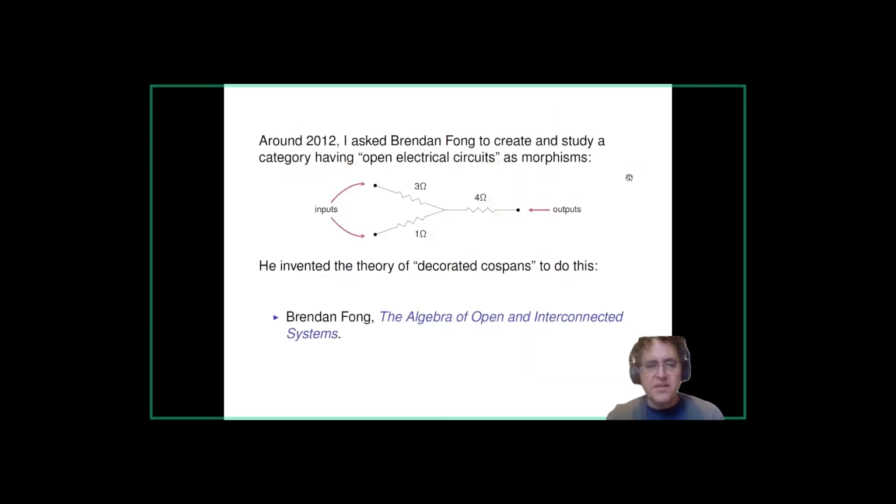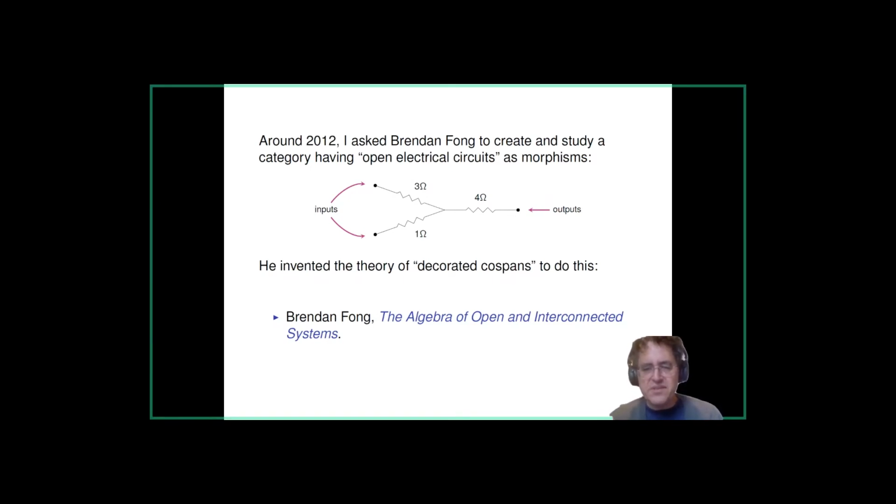So let me start out a little bit historically. Back in 2012, I asked my grad student, Brendan Fong, to create and study a category where the morphisms were open electrical circuits. Here in this example, I'm just showing an electrical circuit with some resistors on wires, and it's open, meaning that there's some wires dangling out at the left and right. And so you could imagine building larger electrical circuits out of these open pieces by sticking the outputs of one circuit onto the inputs of another circuit.